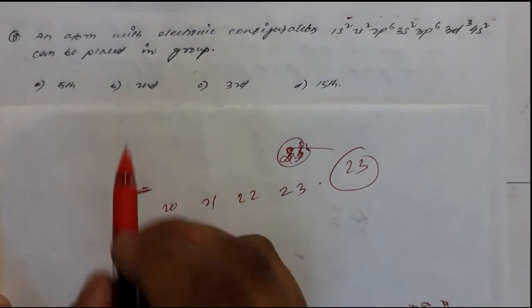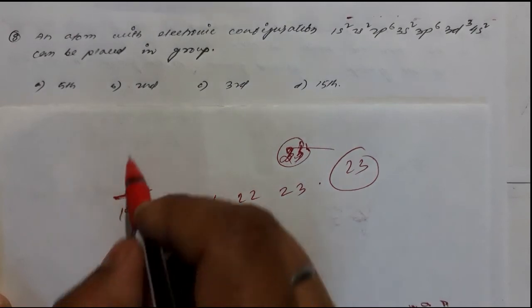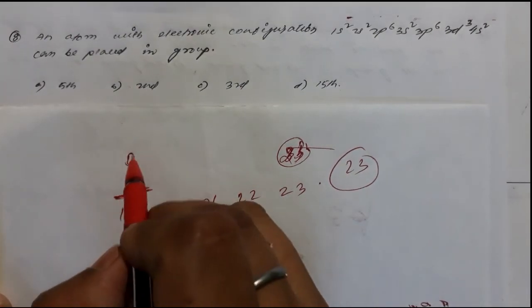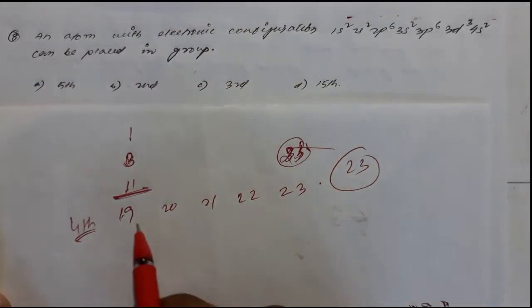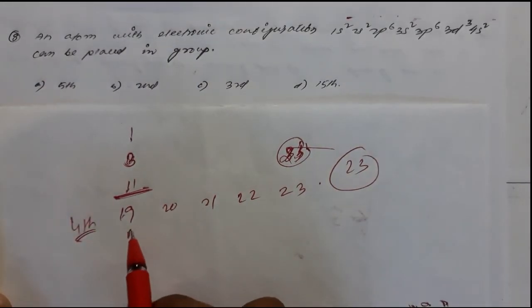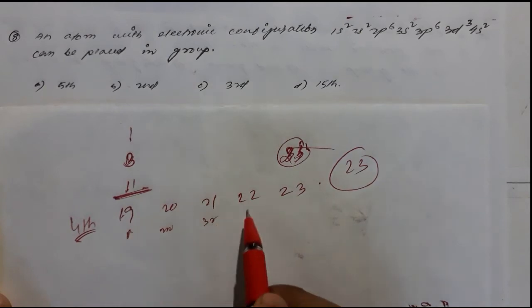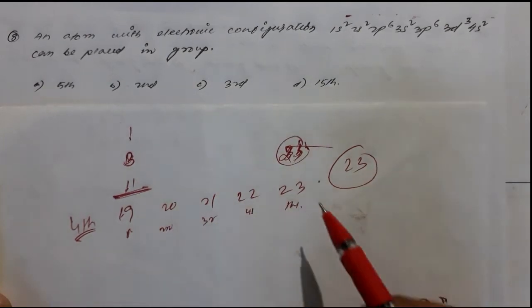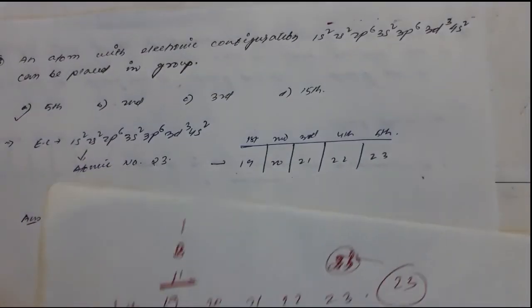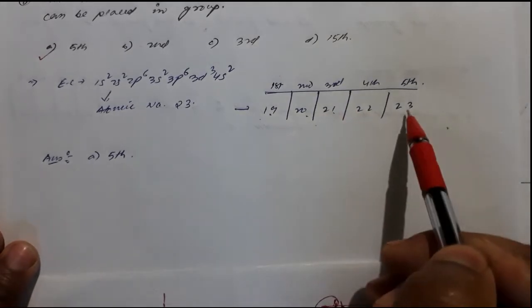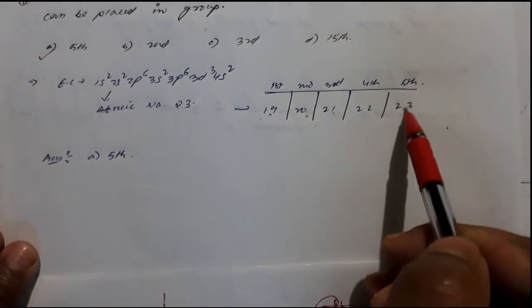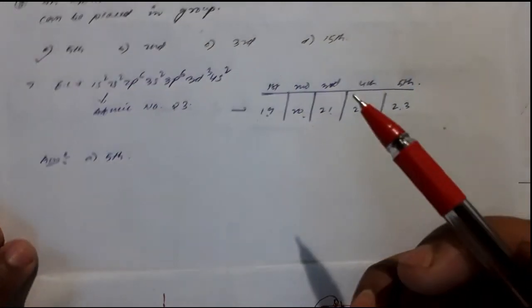So 19 belongs to what? Here above this is 11, then it is 3, then it is 1. So 1, 2, 3, 4. Fourth period, isn't it? Fourth period. So it is first group, second group, third, fourth, fifth. So it belongs to the fifth group. Okay. So this is how you can solve. Look at it. First, second, third, fourth, fifth. So atomic 19, 20, 21, 22, 23. Okay. So 23 belongs to the fifth group of the periodic table.